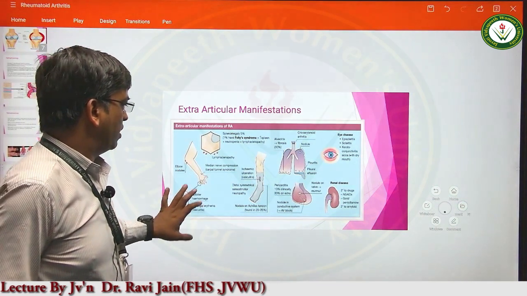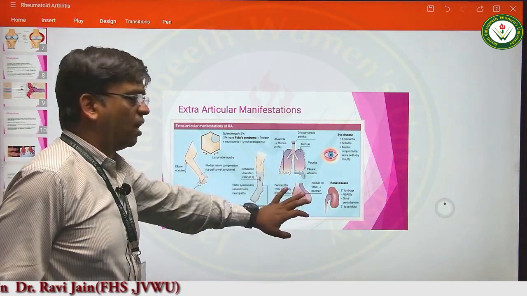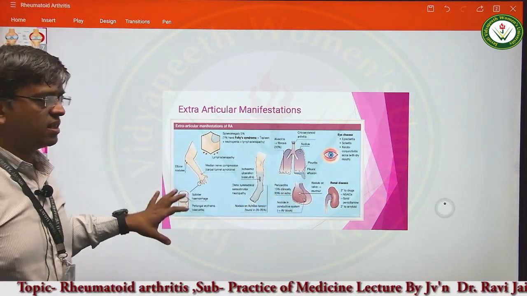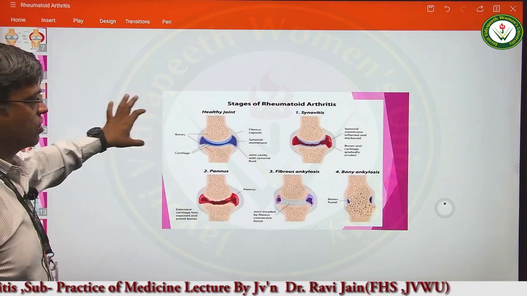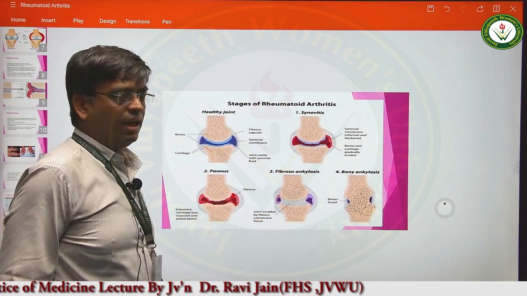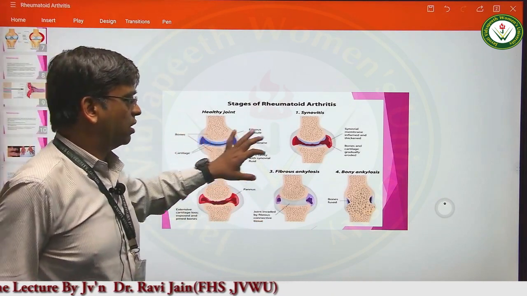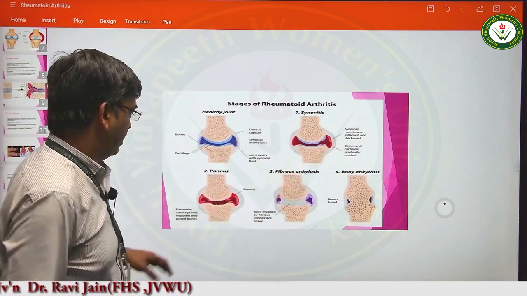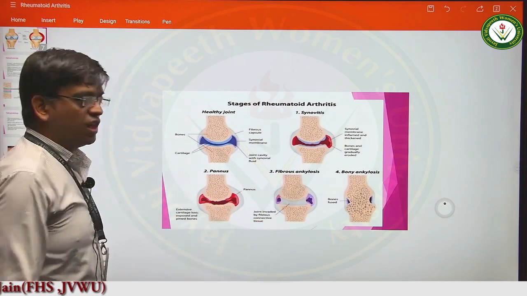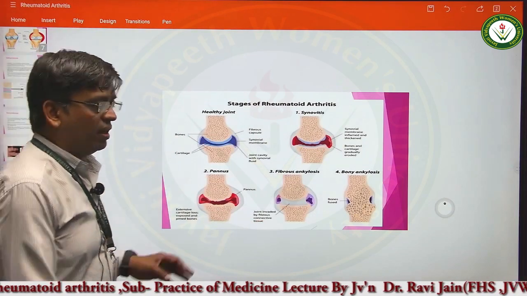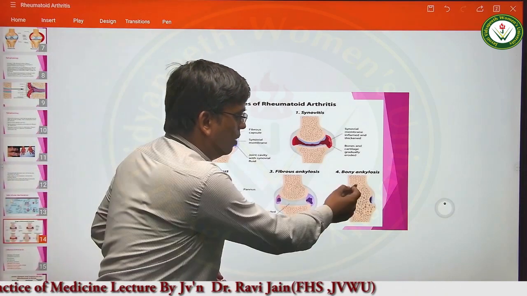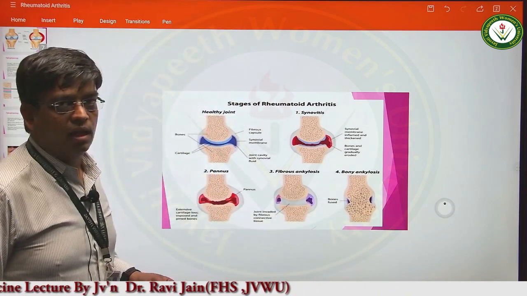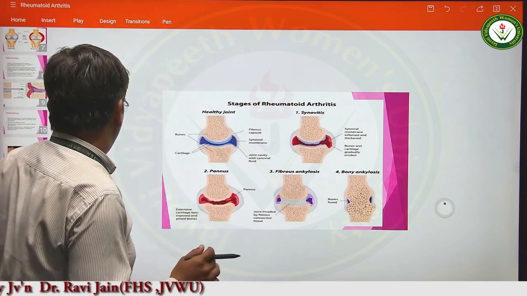So the skin, the hands are affected, the lungs are affected, the heart. I have told you that because of the heart disease condition, maximum deaths take place. Alright, these are the stages of rheumatoid arthritis. What is happening? I have just told you. This is the normal structure. There is inflammation of the joint, then inflammation plus pannus formation. Pannus formation is important. Destruction of the cartilage is there, destruction of the bone is there, and the fusion of the bone takes place at the end. Thus, the joints become immobile.